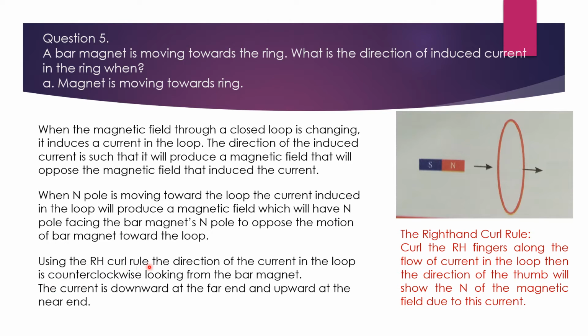Now, using the right hand curl rule, the curl of the fingers shows the direction of the current. Using the right hand curl rule, the direction of the current in the loop is counterclockwise. That is, looking from this side, from the bar magnet, the direction of the current in the loop is counterclockwise. This current is downward at the far end, and it is upward at the near end.